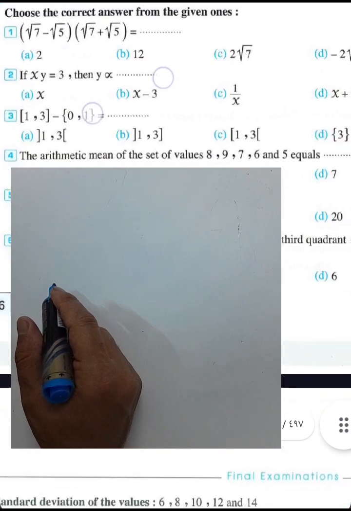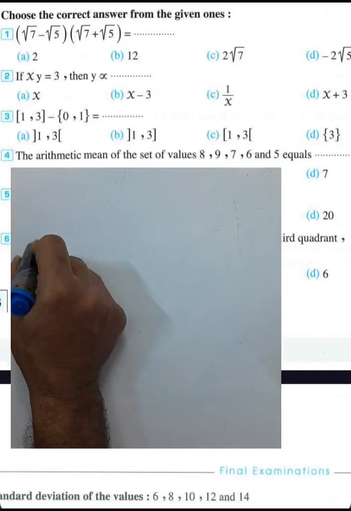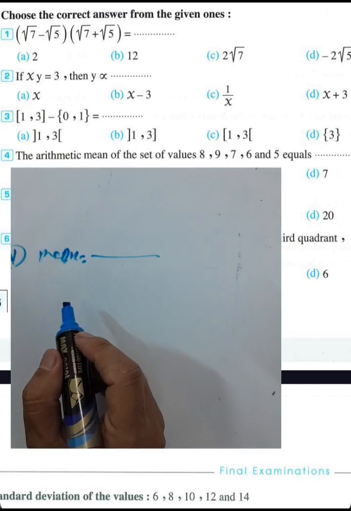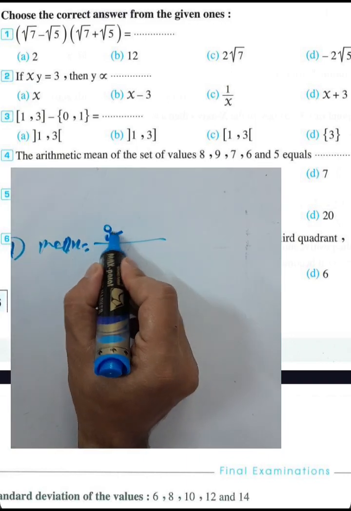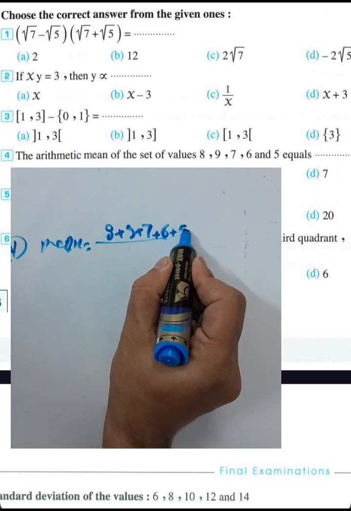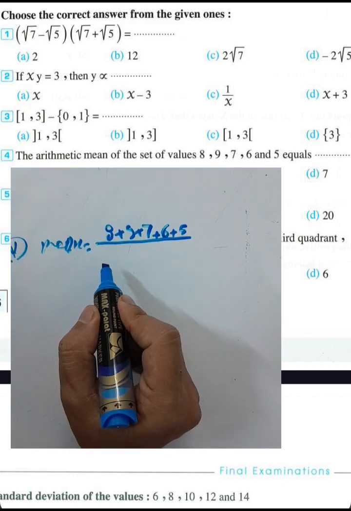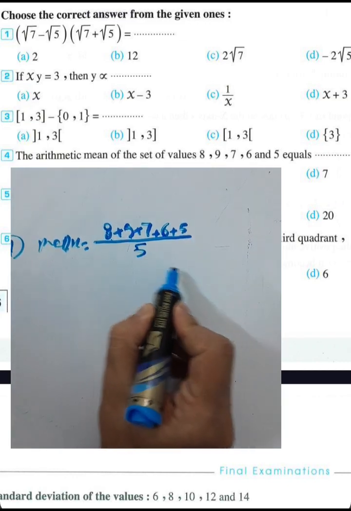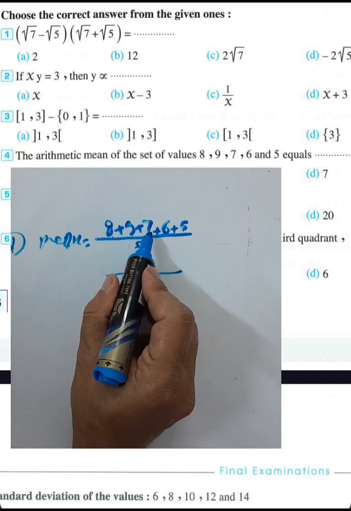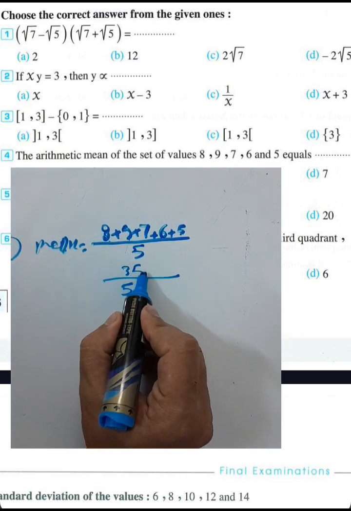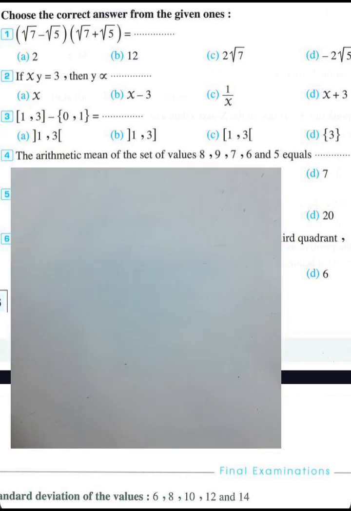Have closed. Question number 4, arithmetic mean of the values. We can find the arithmetic mean as the sum of all values divided by the number of the values. We add 8 plus 9 plus 7 plus 6 plus 5. The count is 1, 2, 3, 4, 5. 8 plus 9, 17. 17 plus 7, 24. Plus 6, 30. Plus 5, 35. Divided by 5 equals 7.